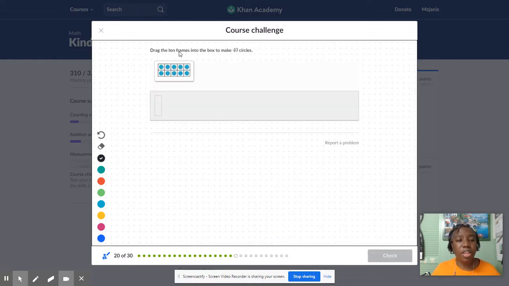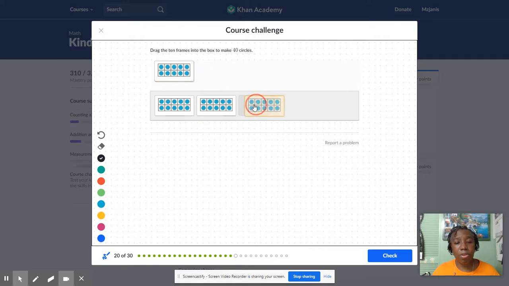Okay, drag the 10 frames into the box to make 40 circles. So this is introduction to multiplication. This is pre-K. See, remember, the course challenge is what your child remembers. And this is kindergarten. So you come out of kindergarten, and then they're already teaching in pre-K how to count by tens. Okay?